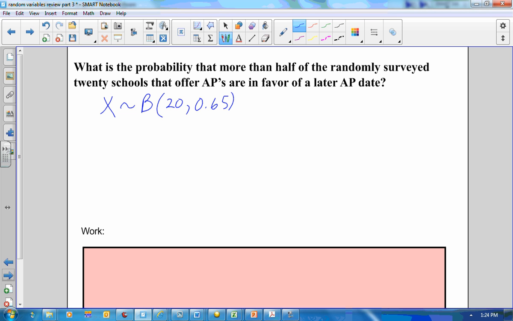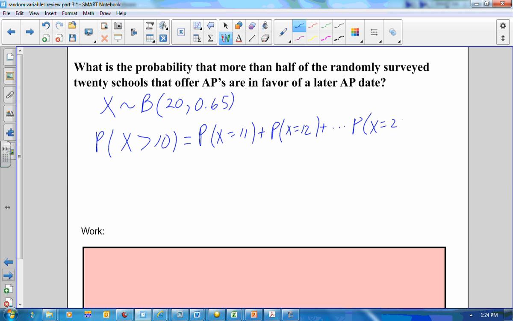And this time the question of interest is, what's the probability that more than half are in favor of a later AP date? So the more than half, so if 10 were half, that would be the probability that x is greater than 10. So that's going to look like the probability x equals 11, or the probability x equals 12, plus up to probability x equals 20. Okay, so this is not a PDF, this is a CDF. So we're going to use the CDF command because we have an inequality here. So we want to get the probability of 11, 12, all the way up to 20.